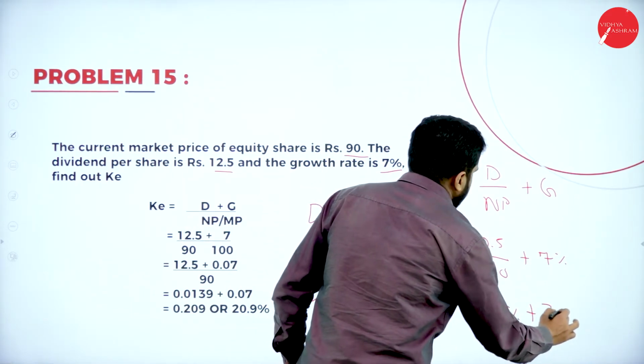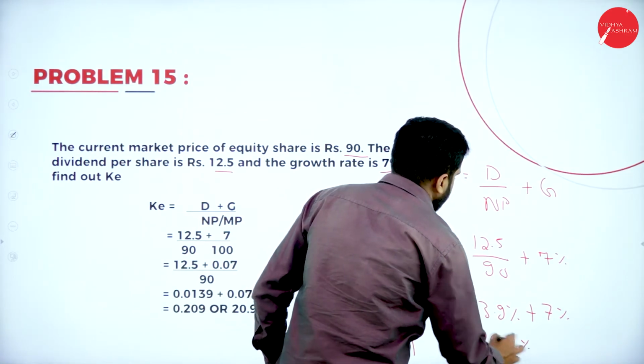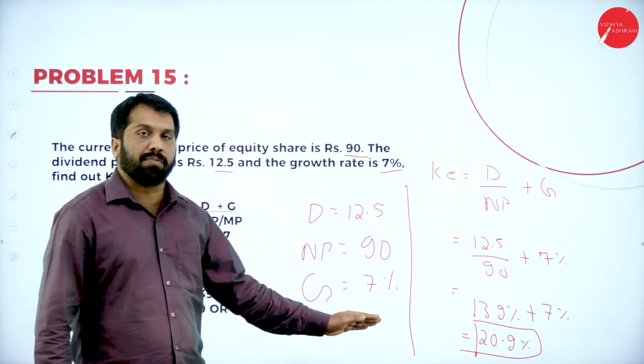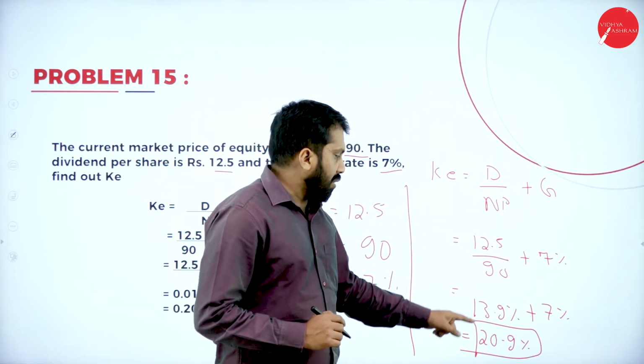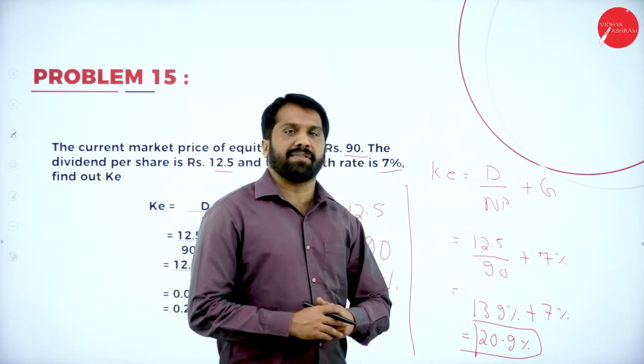What is this? 7%. Add both, 20.9%. This is your answer. Unless and until you complete your problem, please don't add your growth. Complete this. Whatever answer you got, 13.9%. For that, you add 7%.